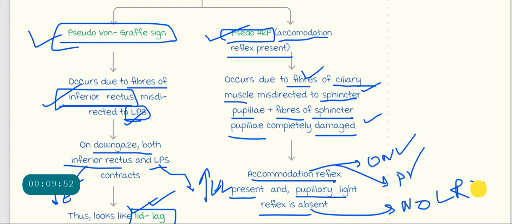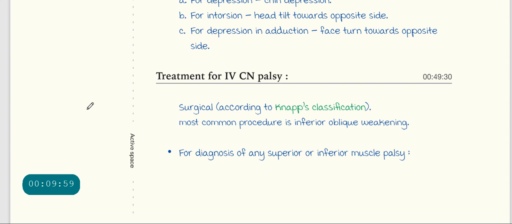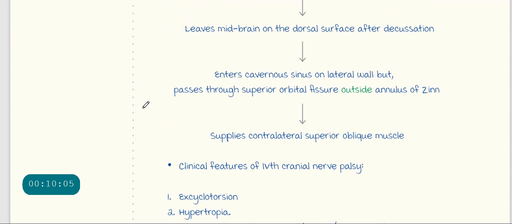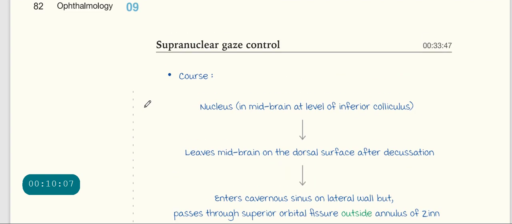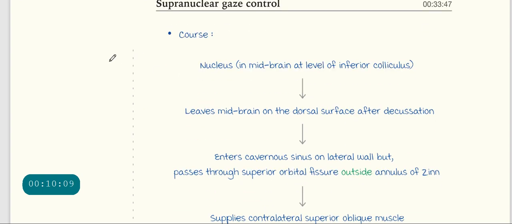So simple. After the third cranial nerve palsy, now we are coming to the fourth cranial nerve palsy. This fourth cranial nerve palsy is also known as trochlear nerve palsy.